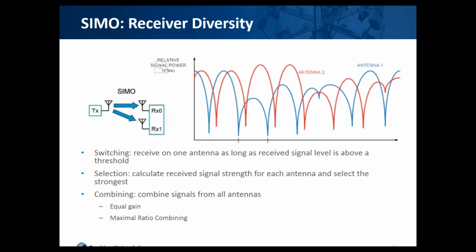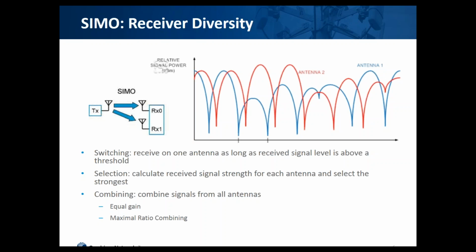Some options are more complex than others, and typically the most complex give the better performance. The first option is a switching technique. In this case, only one antenna receives the signal. As long as the received signal stays above a predetermined threshold, this antenna keeps receiving the signal. As soon as the signal strength dips below the threshold, the system switches to using the second antenna.